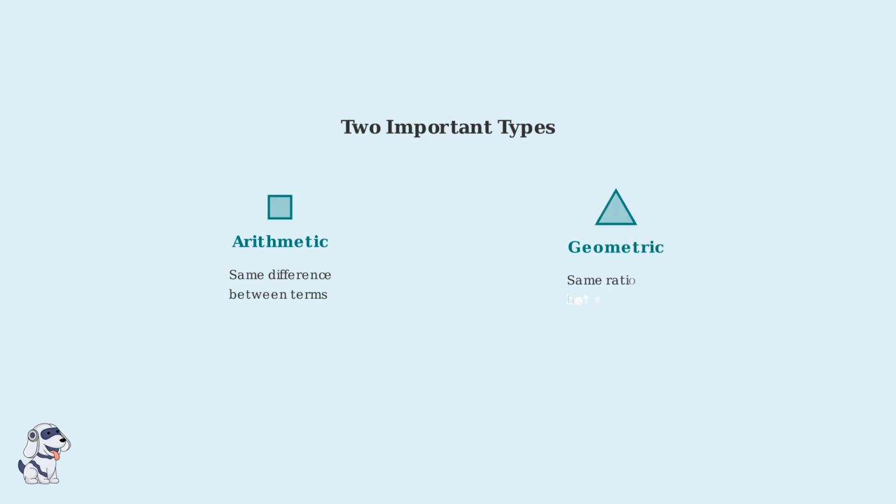Throughout this course, we'll focus on two special types of sequences and series that have unique properties and widespread applications. We'll study arithmetic sequences, where there's a constant difference between consecutive terms, and geometric sequences, where there's a constant ratio between consecutive terms.